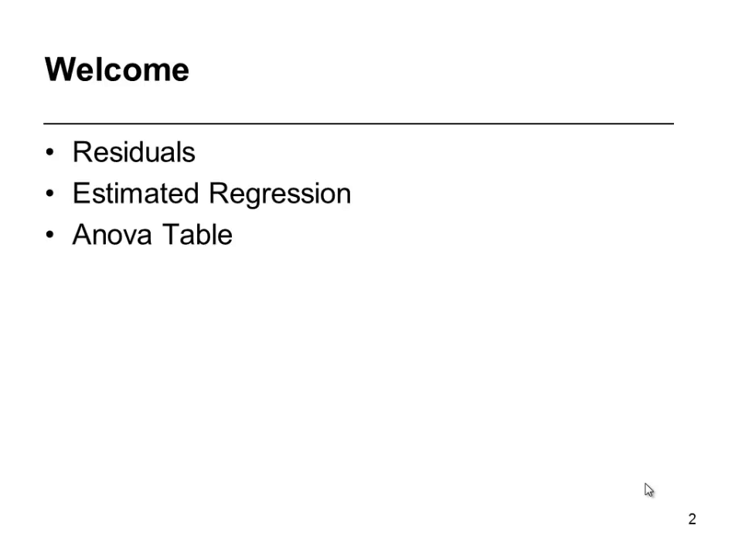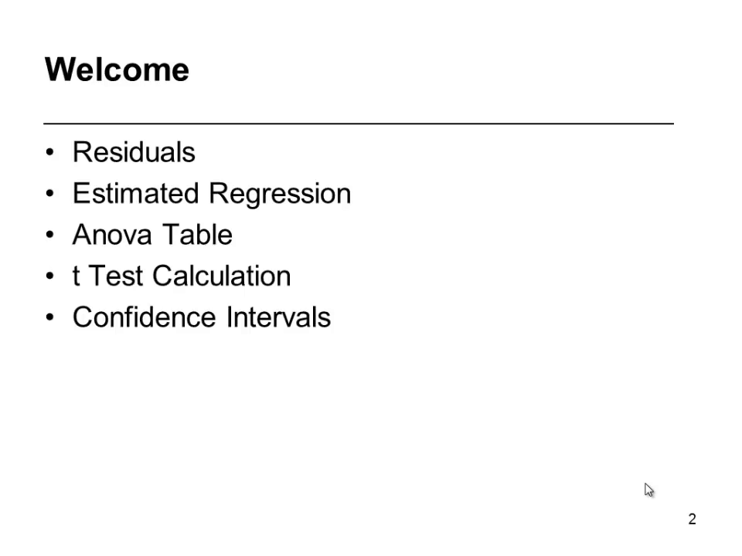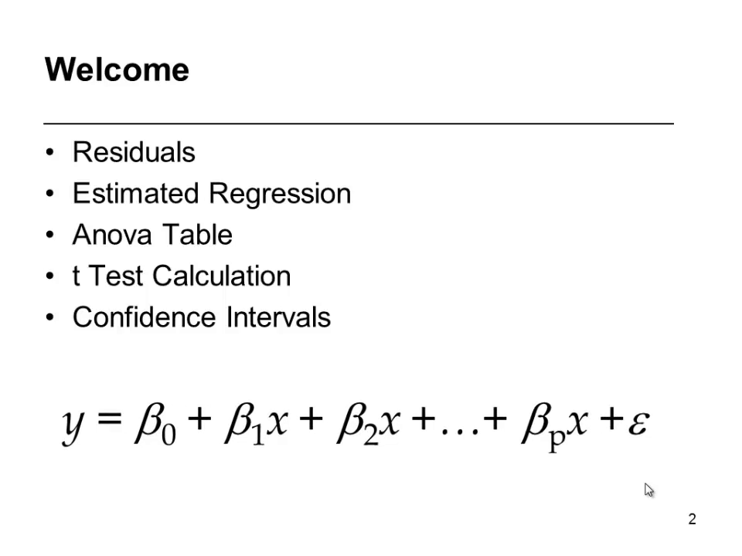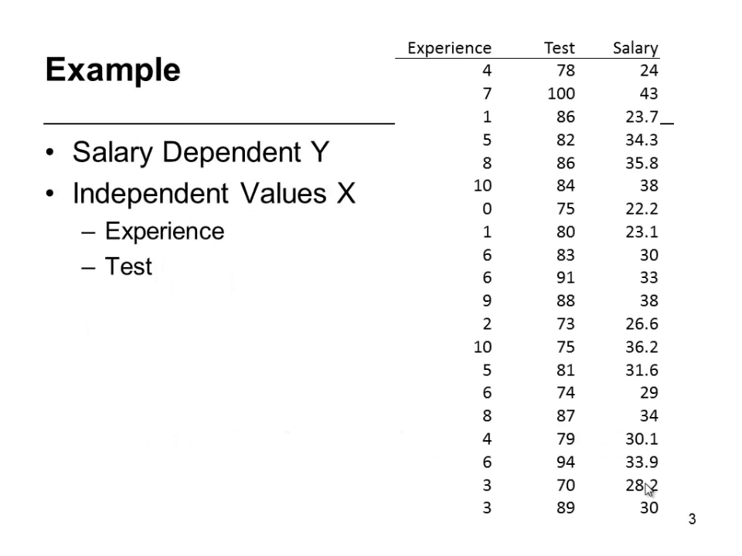Welcome. We're going to take a look at the residuals, the estimated regression function, the Anova table, the t-test calculation, and the confidence intervals based on the t-test statistic for a multiple regression. A multiple regression is one in which there are multiple independent variables, multiple x's, and multiple beta parameters for those independent data points. Here's a sample data set.